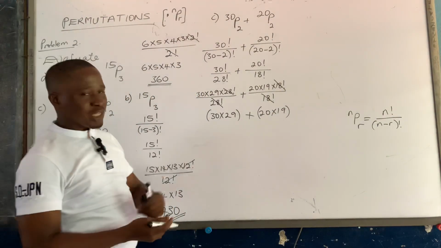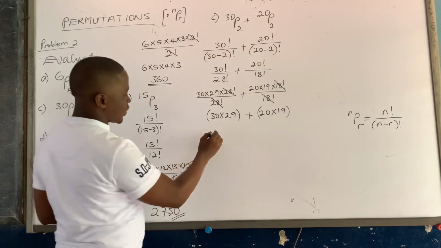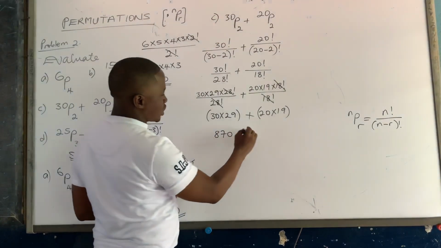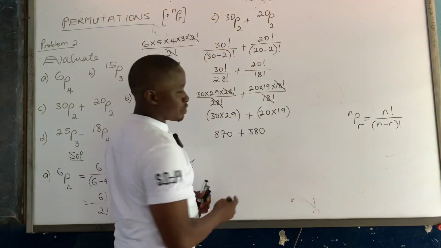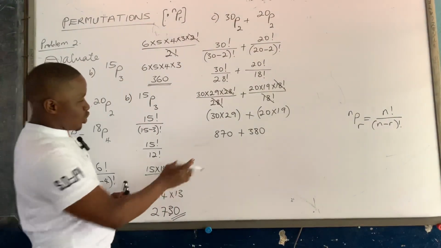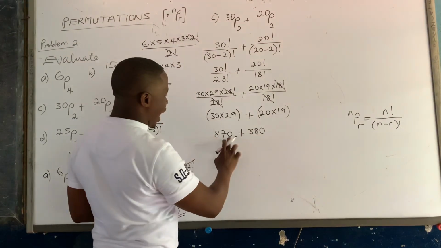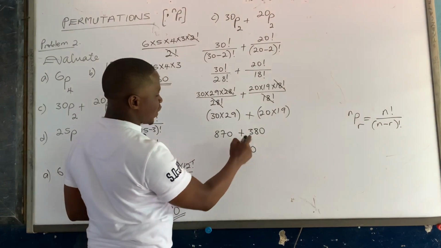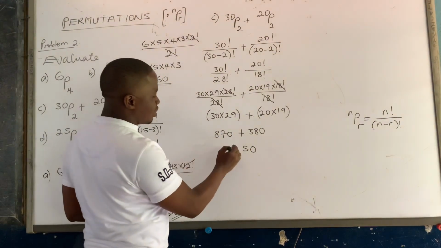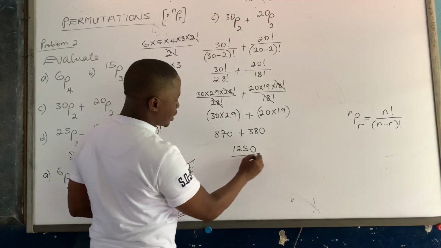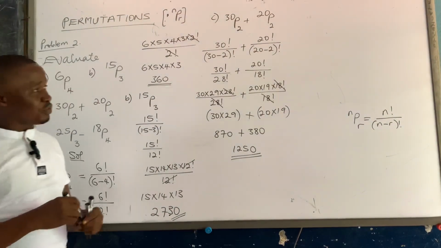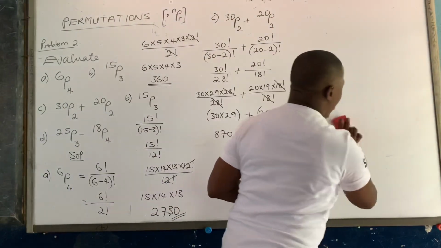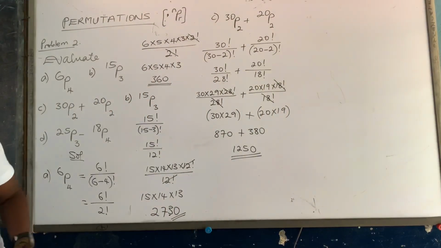So 30 multiplied by 29 is 870, plus 380. Clear? Good. So if we add this, 0 added to 0 is 0, 8 added to 8 is 16, 3 added to this is 12, so we have 1,250. Now we are going to the last one.